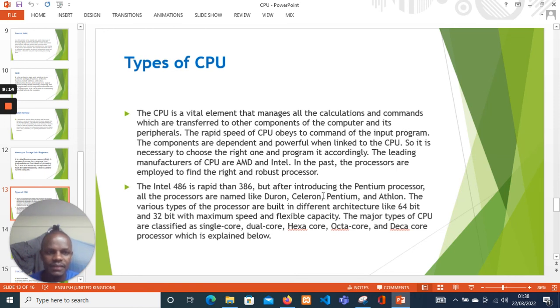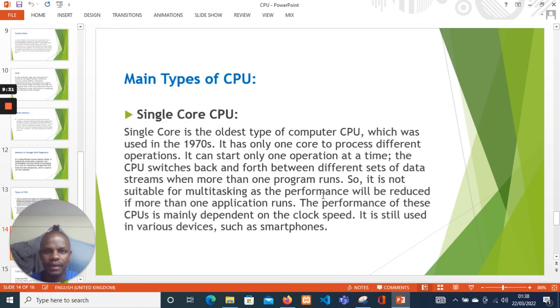The major types of CPU are classified as the single core, the dual core, the hexa-core, the octa-core, and the deca-core. So we'll see the main ones. The main ones are the single core and dual core.